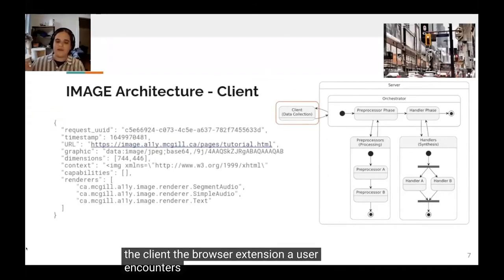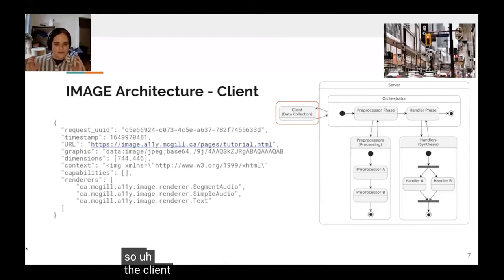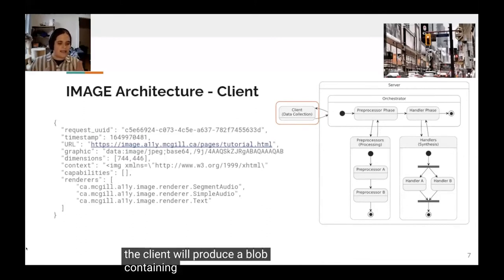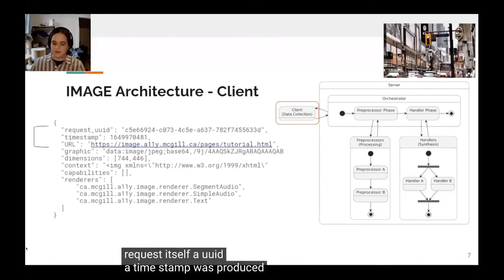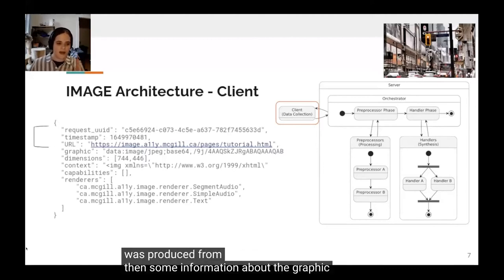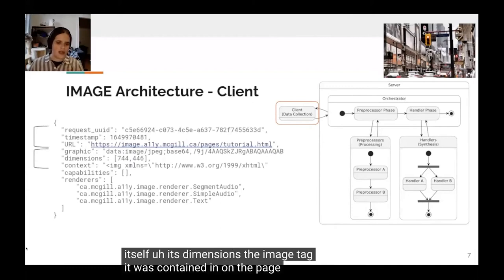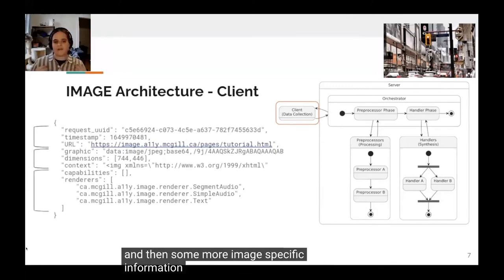A user encounters this photo on the web and wants to get multimodal representations of it. So the client will produce a blob containing data about it shown on the left. And that JSON blob will contain some generic information about the request itself, a UUID, a timestamp it was produced at, the page it was produced from, then some information about the graphic. So the actual blob of the image itself, its dimensions, the image tag it was contained in on the page, and then some more image specific information.